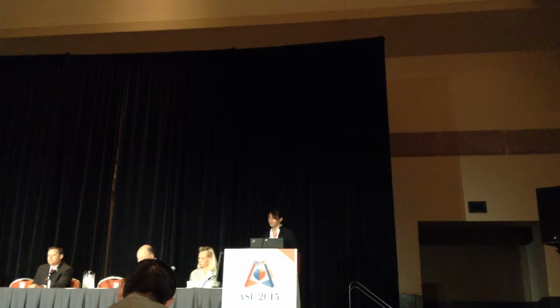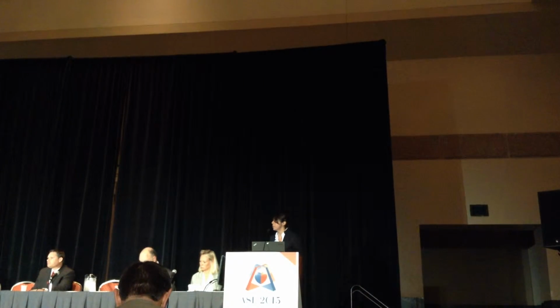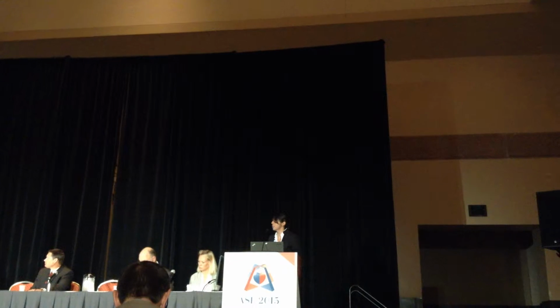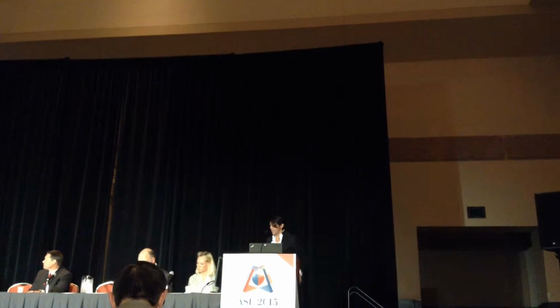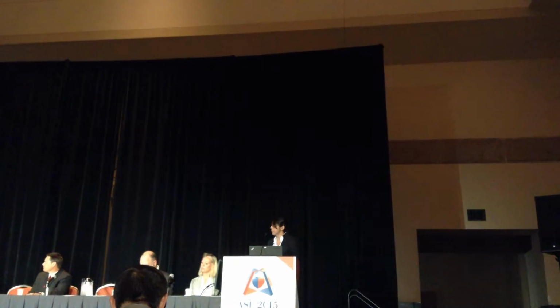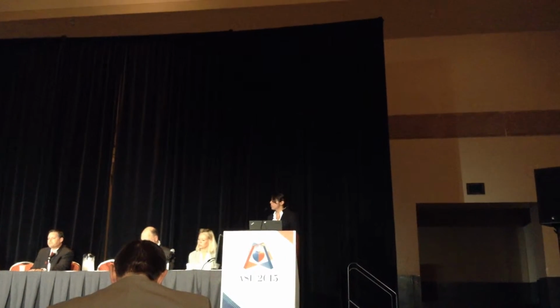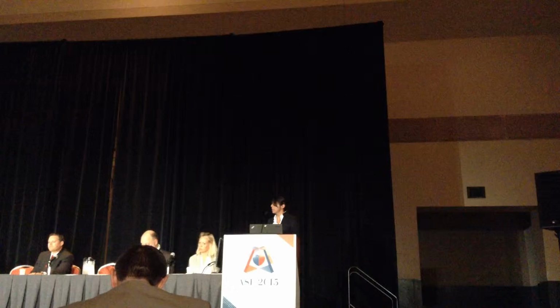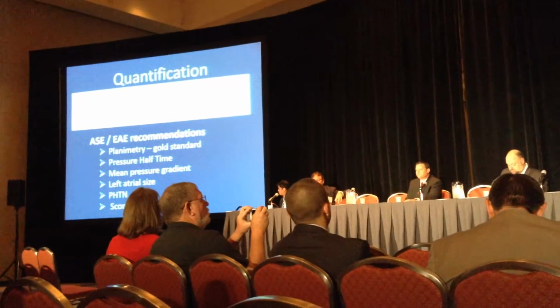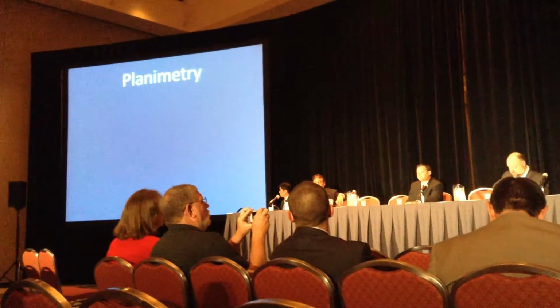So how do we quantify this? Well, I've used these guidelines for the purpose of this presentation. This is a paper from 2009, and it recommends that we use planimetry, which is gold standard, pressure half-time, the mean pressure gradients, left atrial size, is there pulmonary hypertension present, and how do we score this in view to intervention? So let's start off with planimetry.